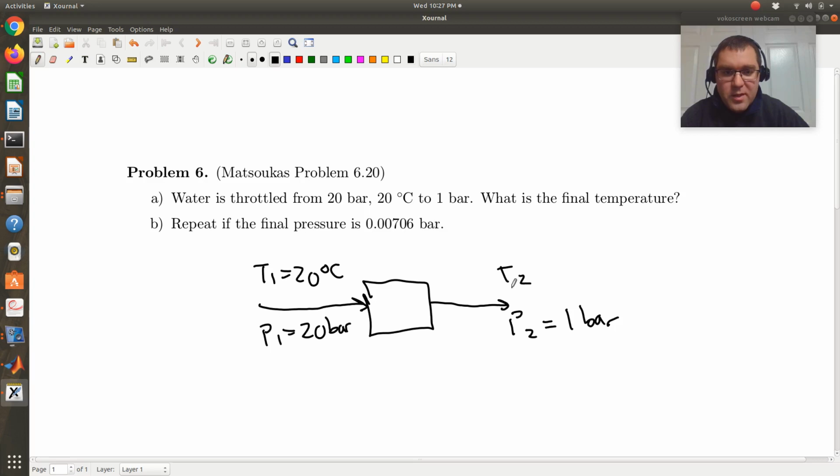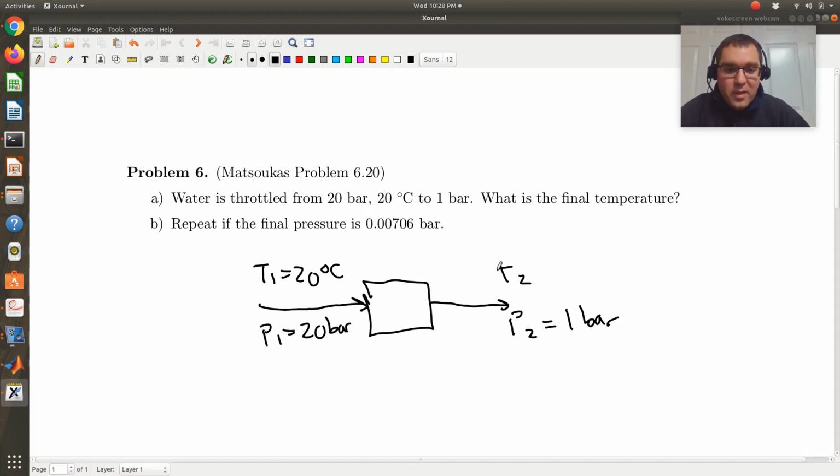We're not told what T2 is. So this is all we're given. My inlet state's fully characterized, right? I have two intensive properties. In terms of my exit stream, I have P2, so I only have one parameter specified. Unless I'm at two-phase coexistence, that is not fully specified.